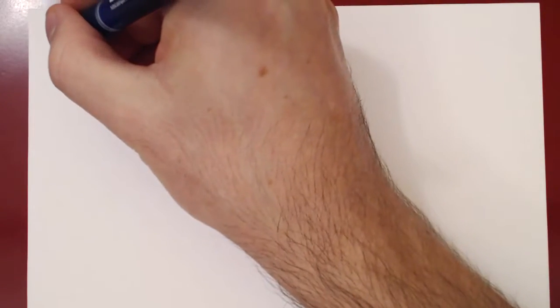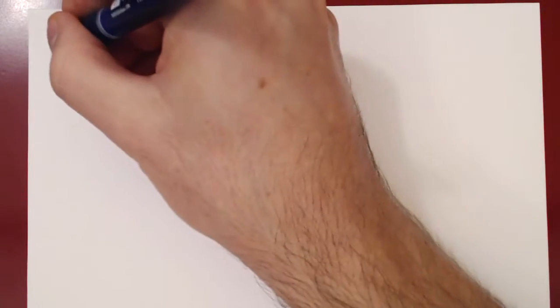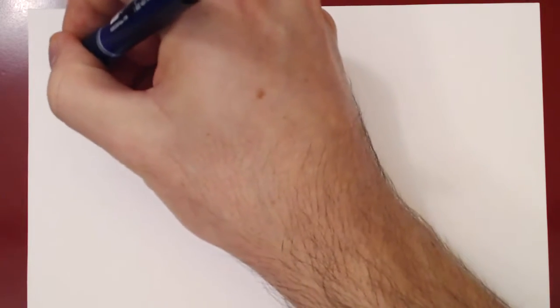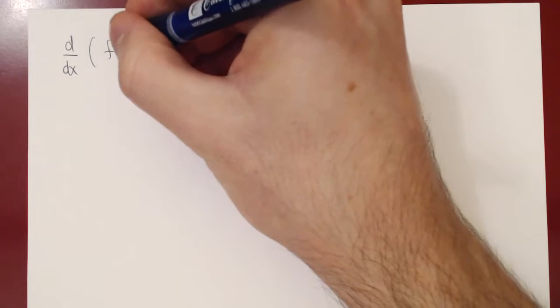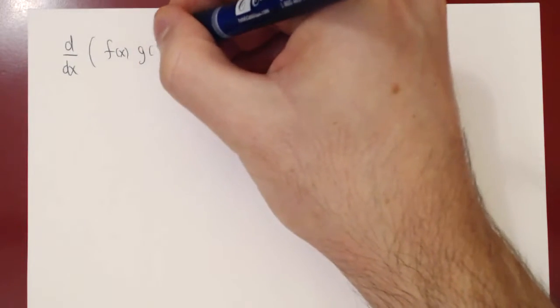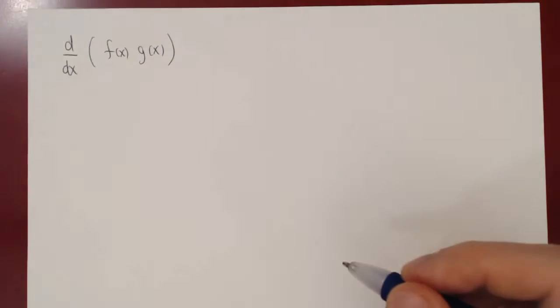Okay, so in this video, we will be looking at how the derivative behaves over a product of two functions and a quotient of two functions. Let's start with the product. Suppose we ask, what's the derivative with respect to x of a product of two functions, f of x times g of x.